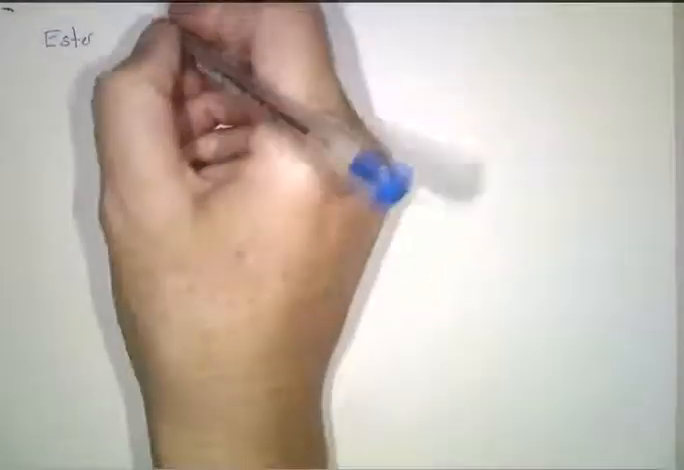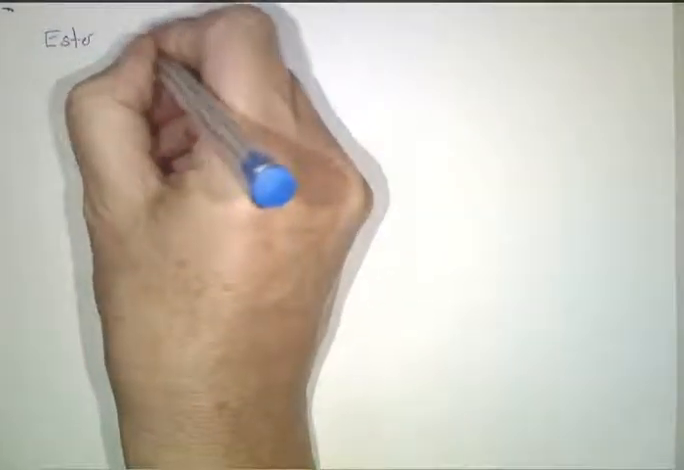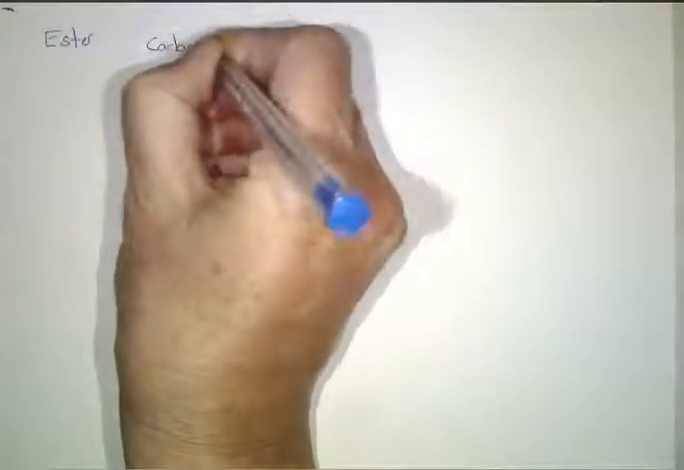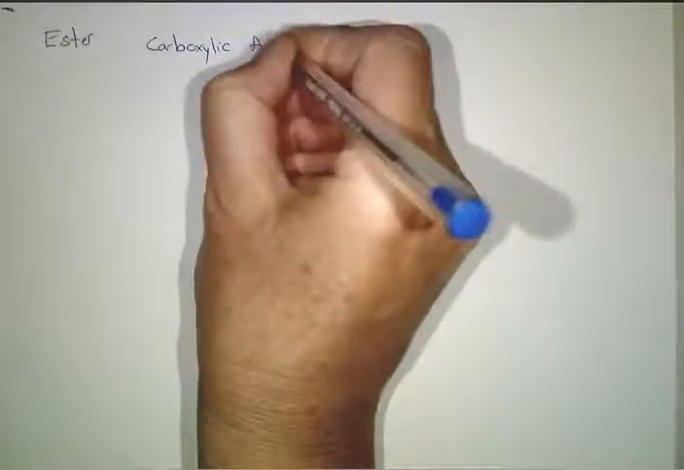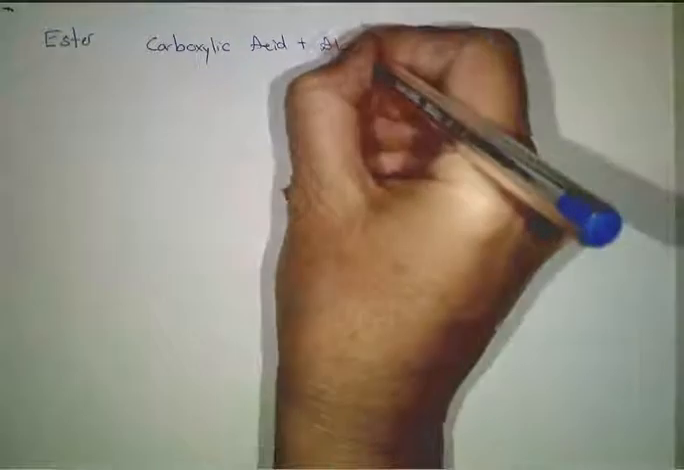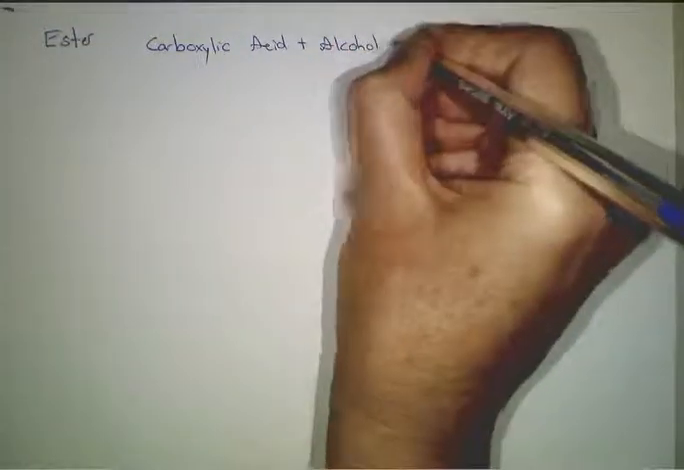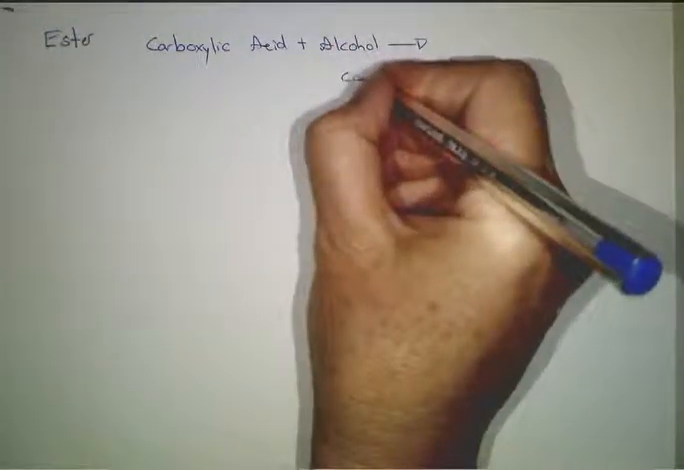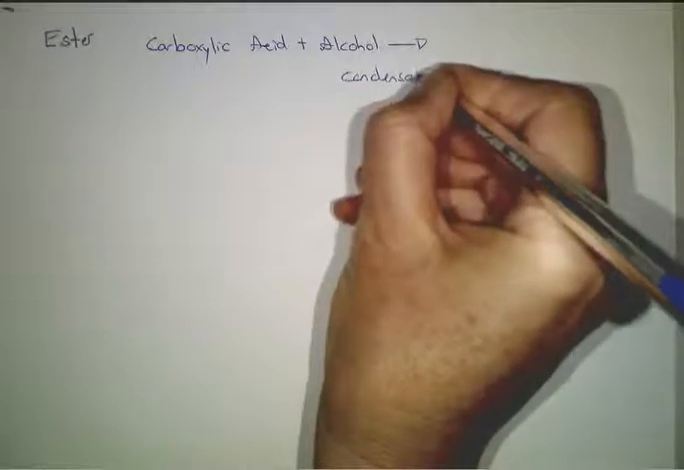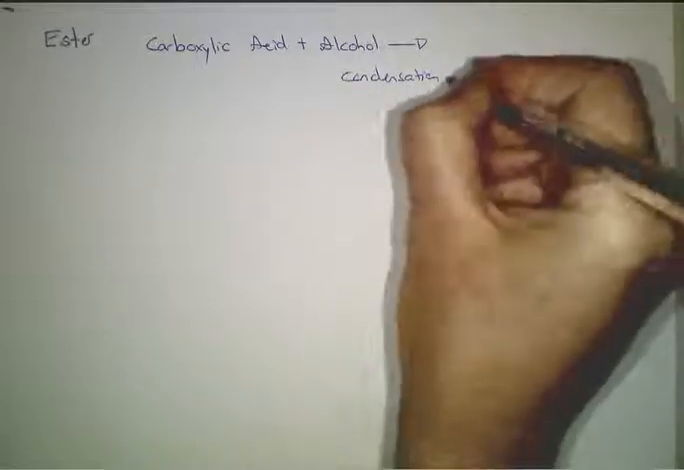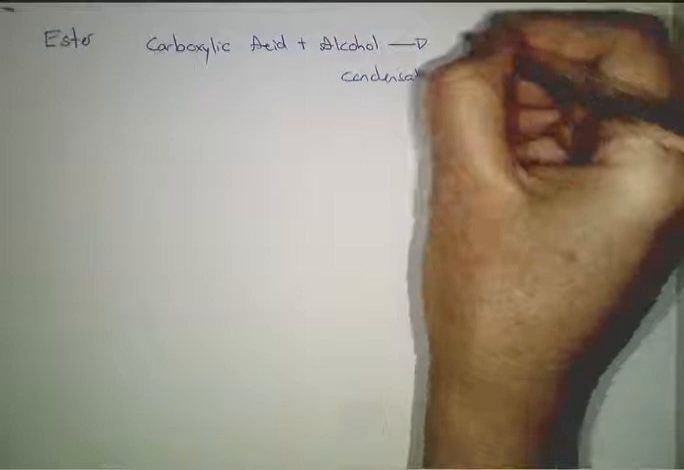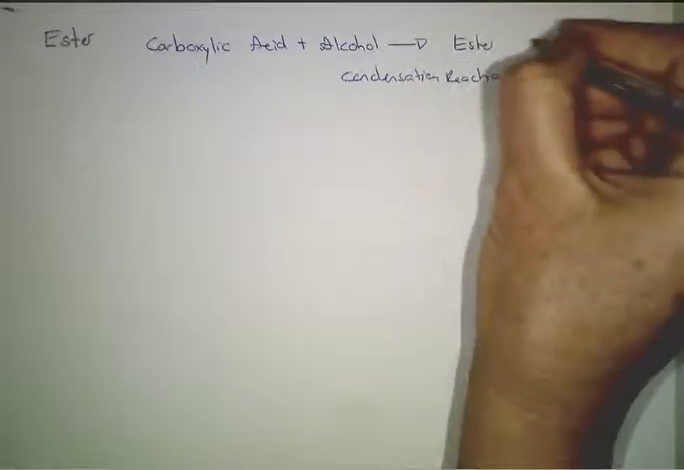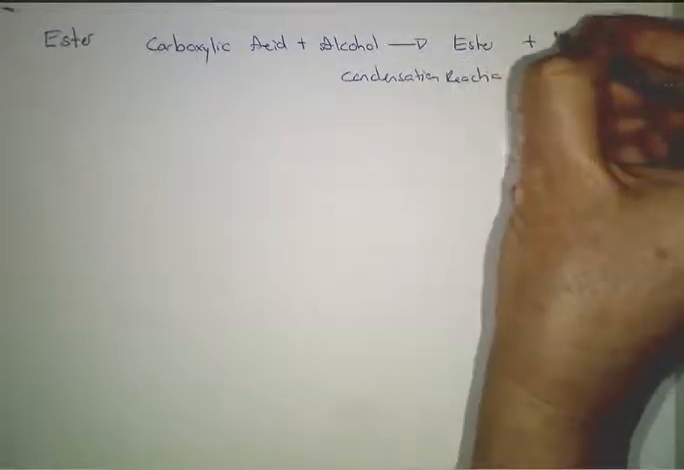Okay, this is a video to show you how to do an ester reaction to form esters. So we need a carboxylic acid and an alcohol, and the whole reaction is called a condensation reaction because, as well as making an ester, we also make water.